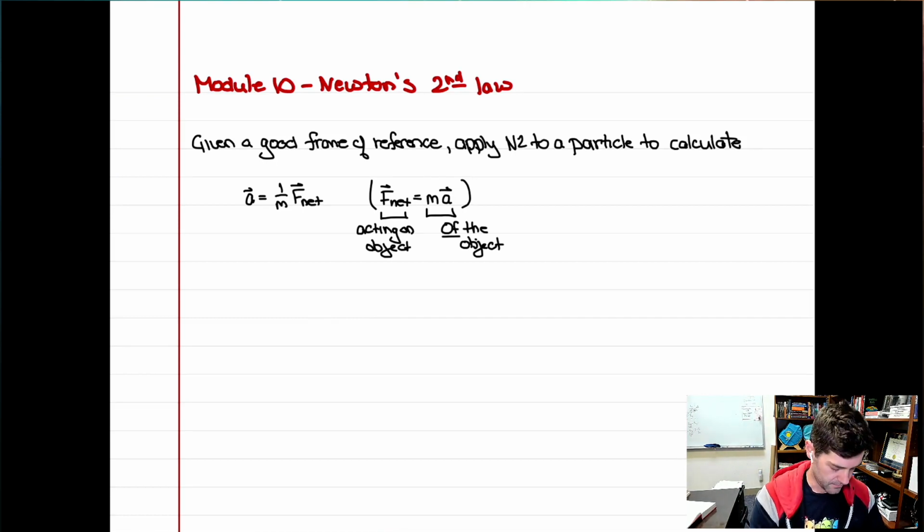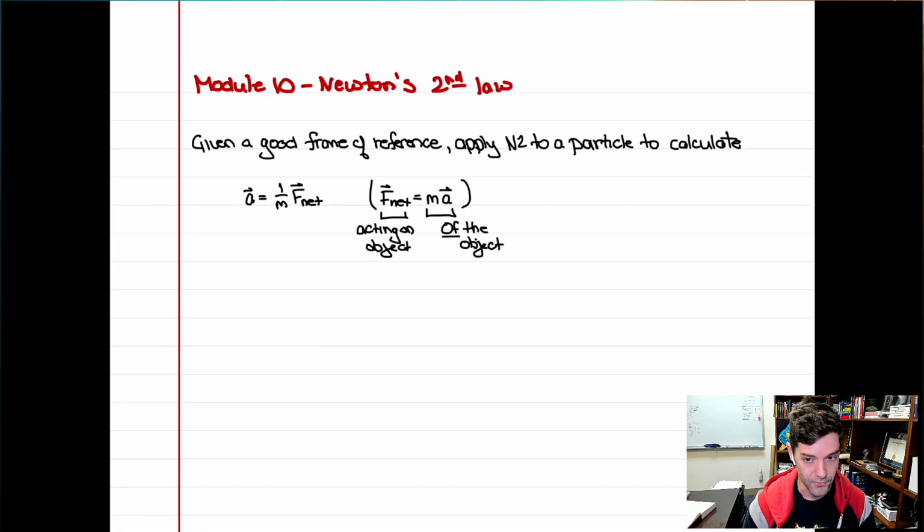All right, so we know how to correctly identify forces, Newton's third law. We know how to correctly identify a good reference frame, point of view, for us to apply Newton's second law. That's Newton's first law.